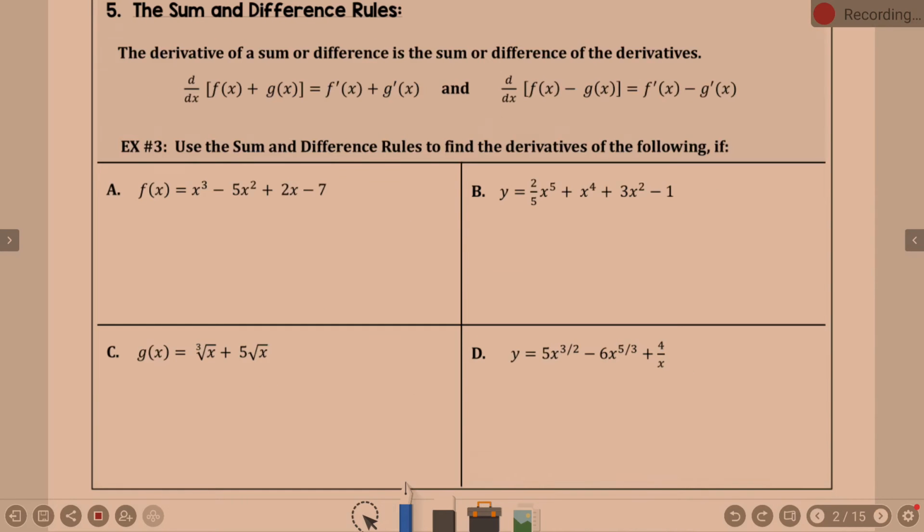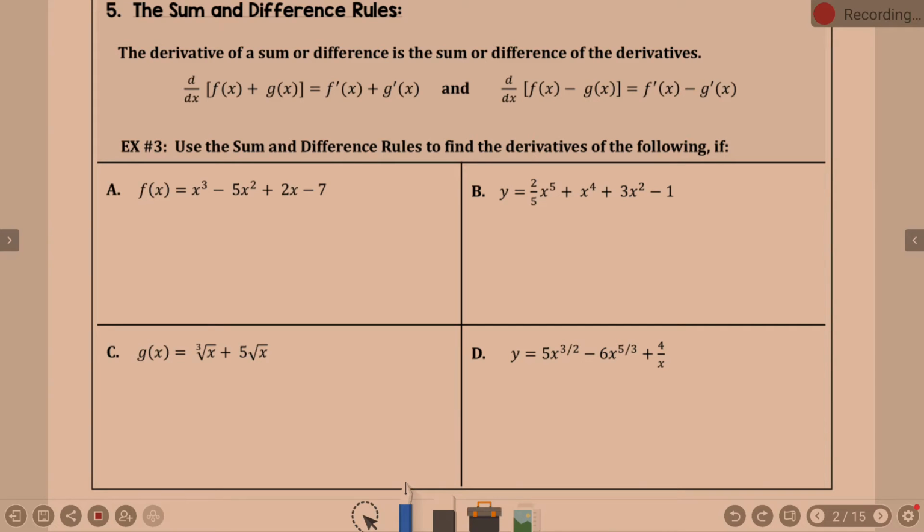Okay. So the next step, we're basically doing what we've already been doing, except now we're going to talk about the sum or difference rule. The sum or difference rule says if you are adding individual terms, like pieces of a polynomial, the derivative power rule that we're using, you just apply to each term. So if it's terms added, you just add the derivatives. Official wording: the derivative of a sum or difference is the sum or difference of the derivatives.